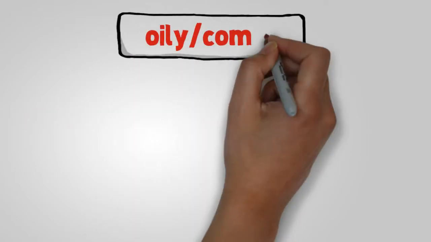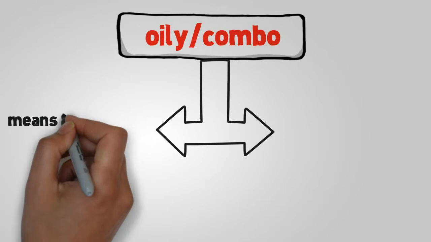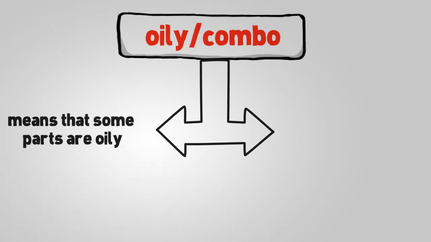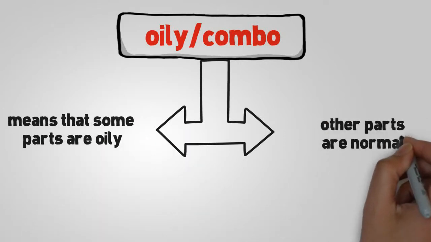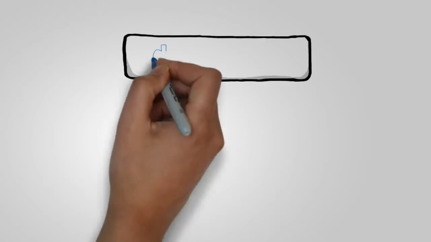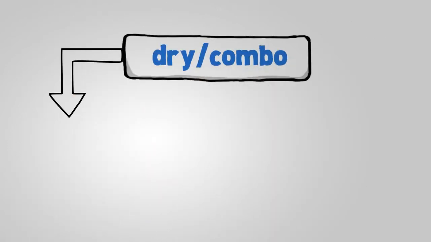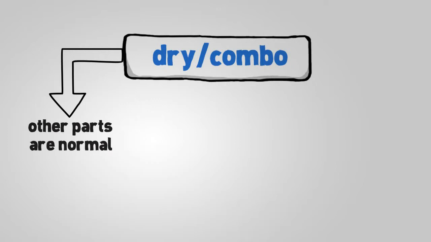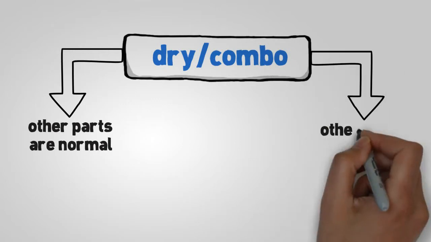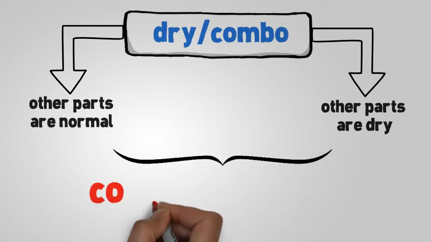Strictly speaking, oily combo means that some parts are oily, usually the T-zone, while other parts are normal. So too, dry combo means that some parts are normal, usually the T-zone, while other parts are dry. This is called combination skin.